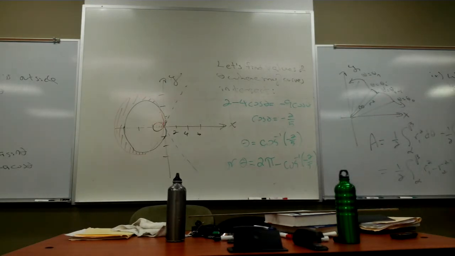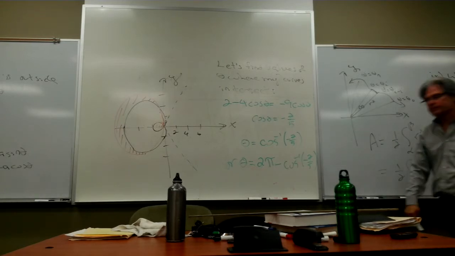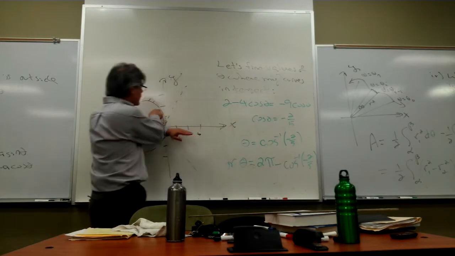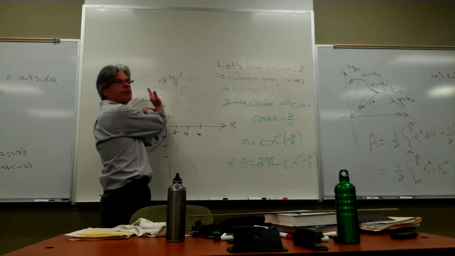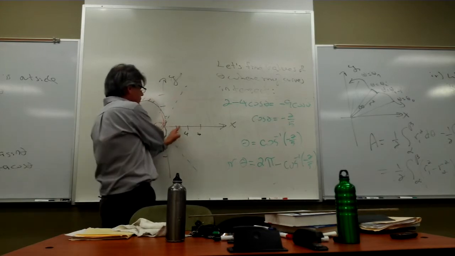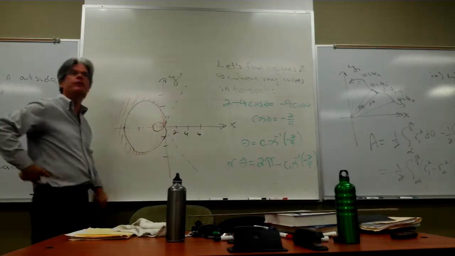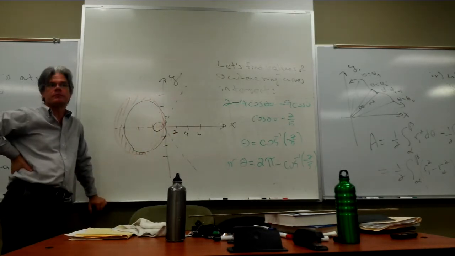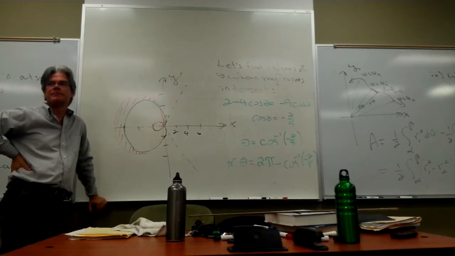Do I need to check the chart out there? Where'd you get the 2 pi? Certainly this angle right here is the inverse cosine of negative 2/5. This one down here is going to be 1 full revolution backed up by the inverse cosine of negative 2/5. Symmetry.